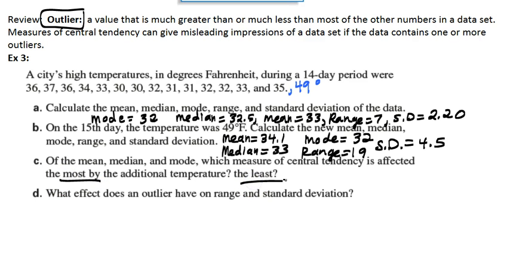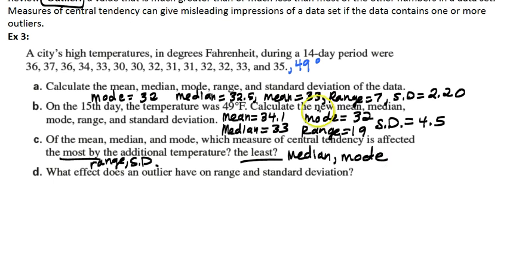Okay, so affected the most, the range and the standard deviation greatly increased, and the least, the median and mode. And like I said the other day, because the median and mode are the least affected by outliers, often the median will be used when talking about things such as household income or household value.